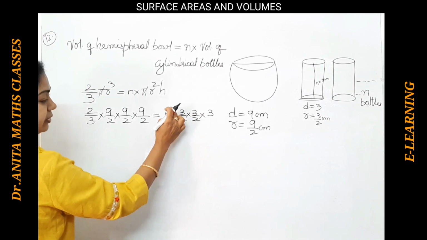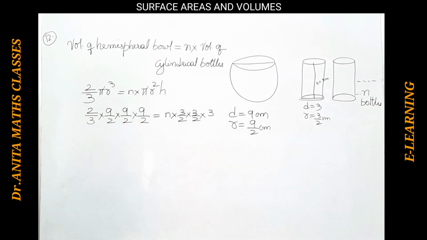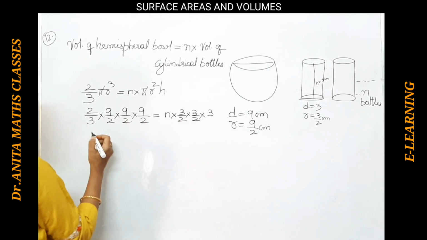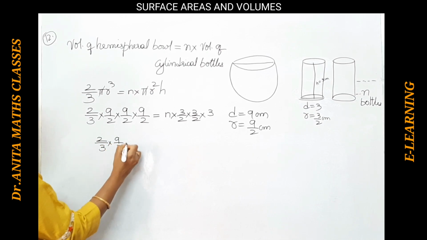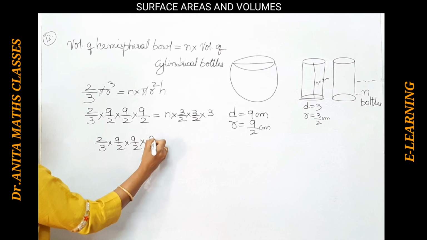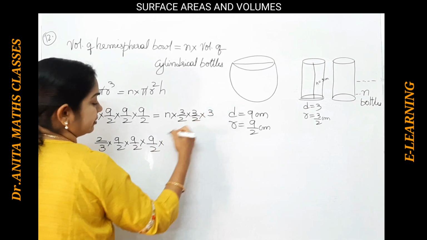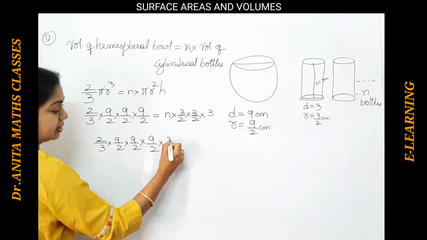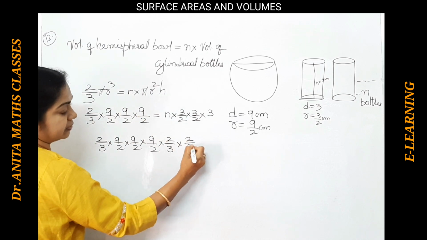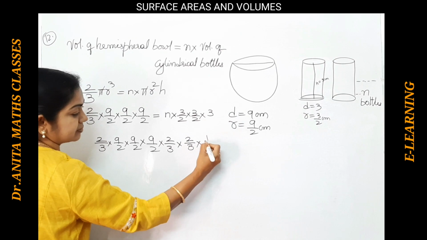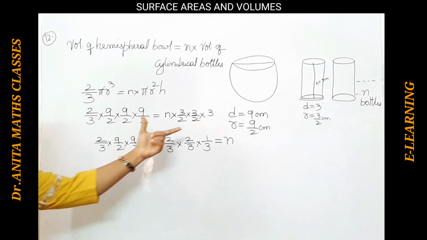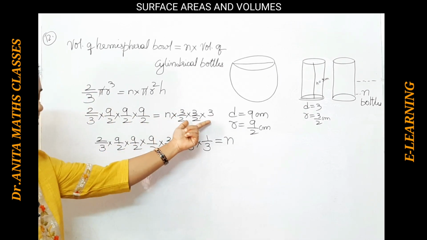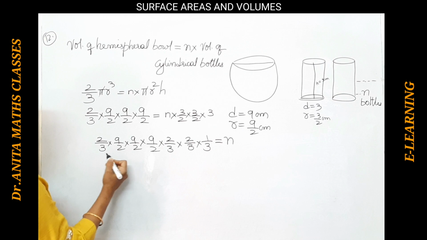So if you want n, we can shift all this to the other side. So 2 by 3 into 9 by 2 into 9 by 2 into 9 by 2, all these will become reciprocals when shifted to the other side. So 2 upon 3, 2 upon 3, and this is 3 upon 1, so it becomes 1 by 3. Here this gives n. All these fractions become the reciprocals.